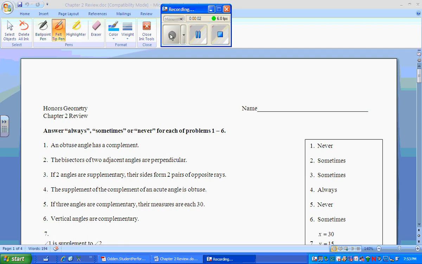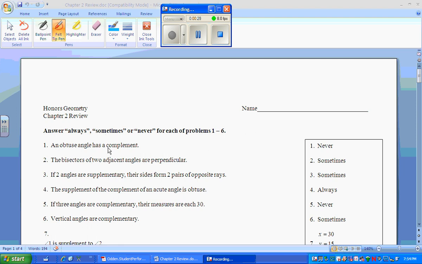This lesson is the Chapter 2 review for the test. Let's start out with some questions that are always, sometimes, never. Obviously, you see the answers in the answer column. Make sure that you cover those up so that you don't see them and think that you know the answer when you truly don't. First one, so you're saying, does it always happen? Does it sometimes happen? Does it never happen?